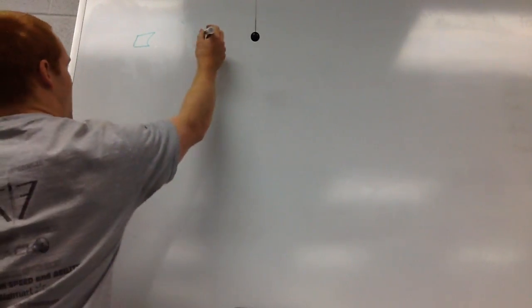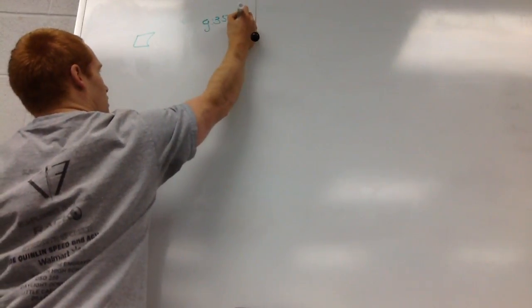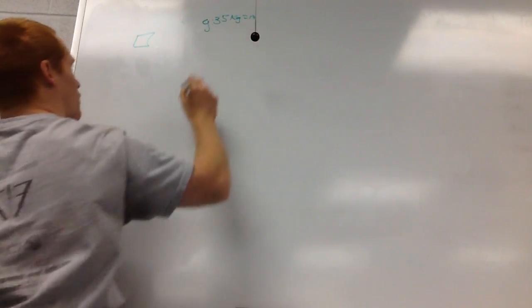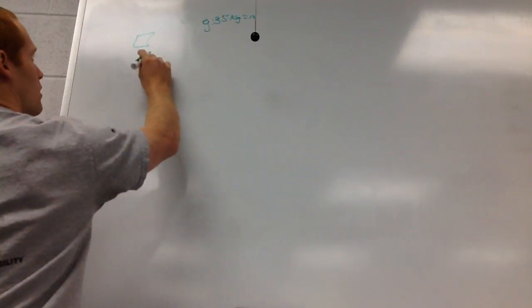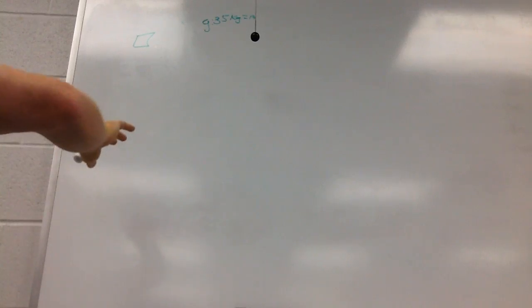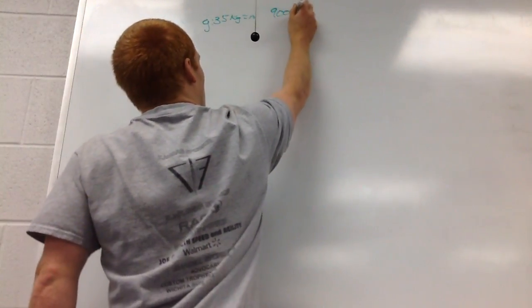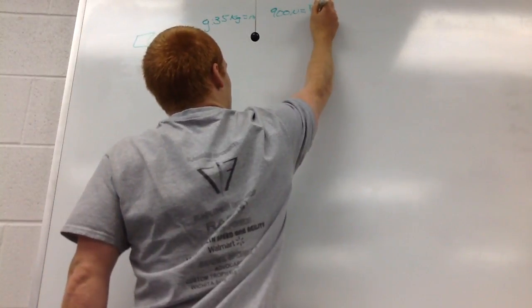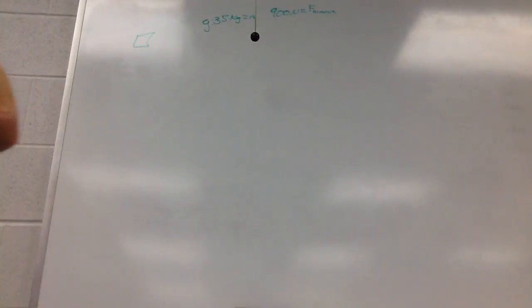Okay, so we have a box, and it's going to have a mass of 35 kilograms. This is what the problem is going to tell you. It also requires a force of 900 newtons in order to make it move. It's at rest, so the force to move is 900 newtons.